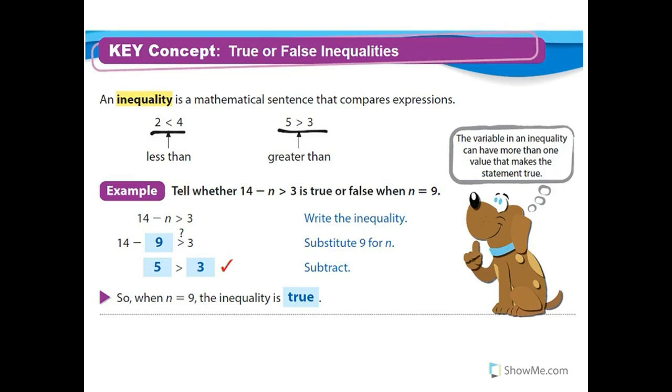Tell whether 14 minus n is greater than 3 is true or false when n equals 9. So 14 minus n is greater than 3. Let's see. So 14 minus 9 is 5. 5 is greater than 3. So write the inequality, substitute 9 for n, then subtract. So when n equals 9, the inequality is true.